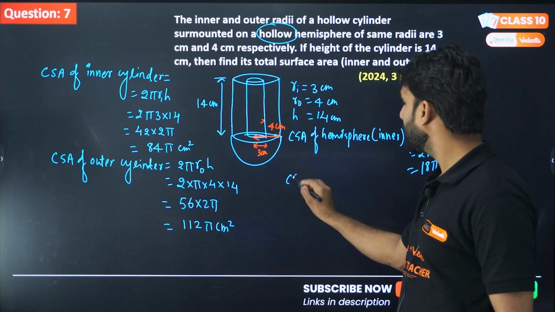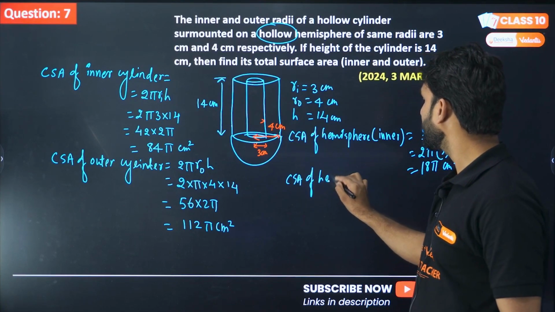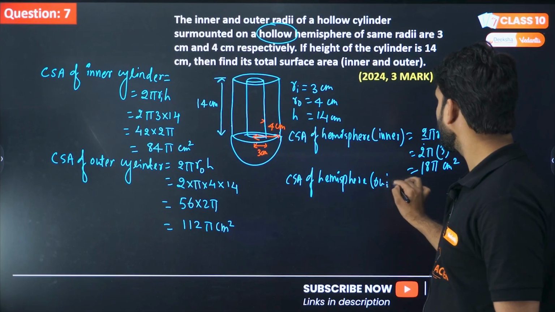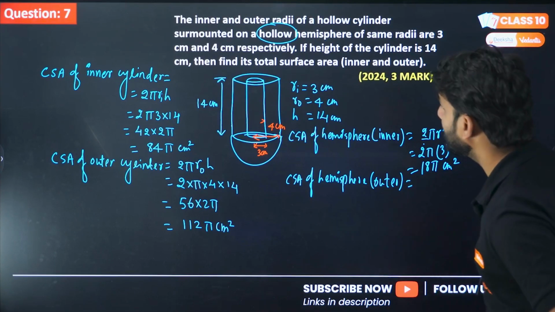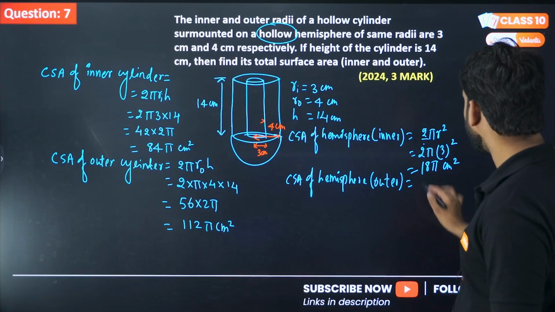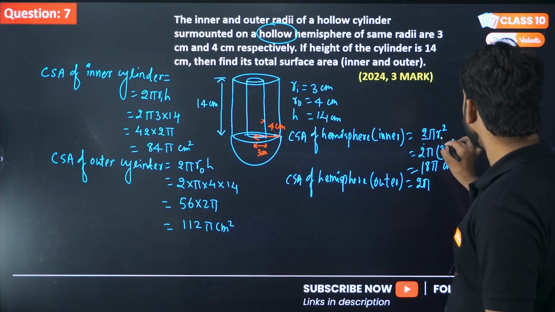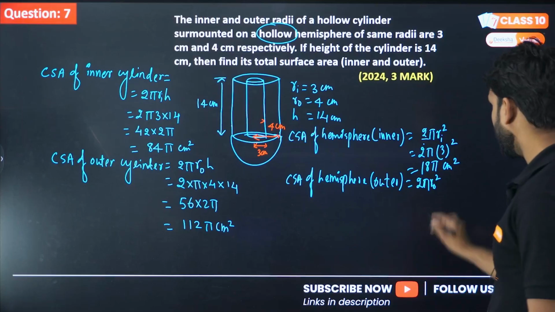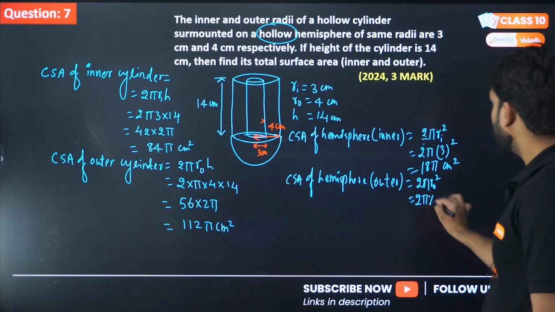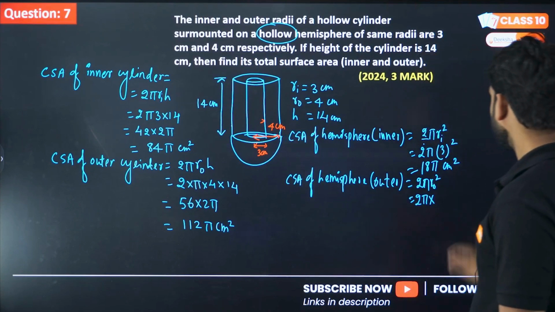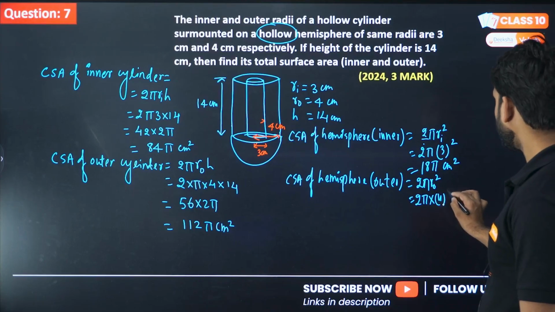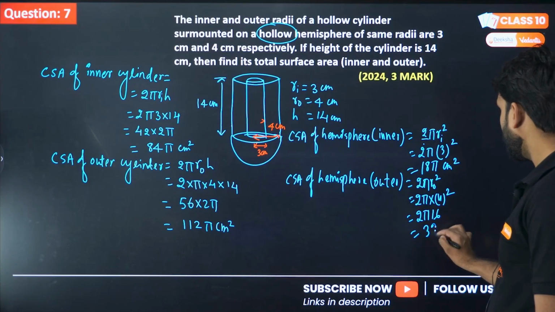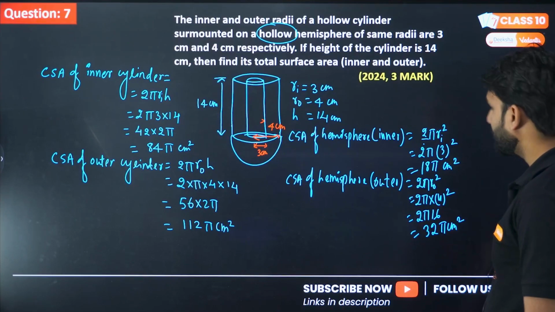Similarly, the curved surface area of the hemisphere outer, and this will be, my dear lovely kids, what? 2 pi. For inner I am taking Ri and for outer I am taking Ro, 2 pi Ro square. So this will be 2 pi and the outer radius is 4 centimeter. So 4 square will be 16. So 2 pi into 16 will be 32 pi centimeter square.